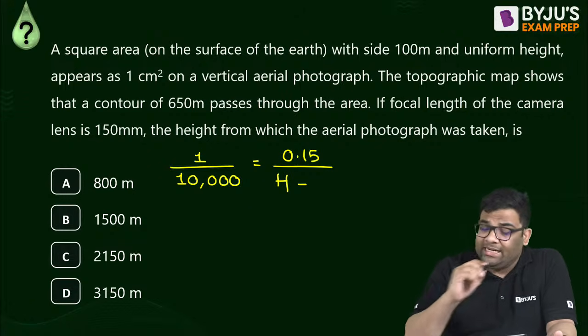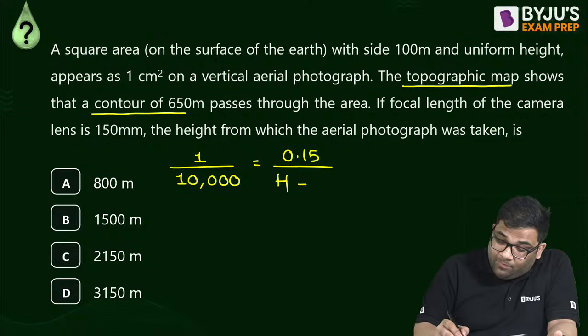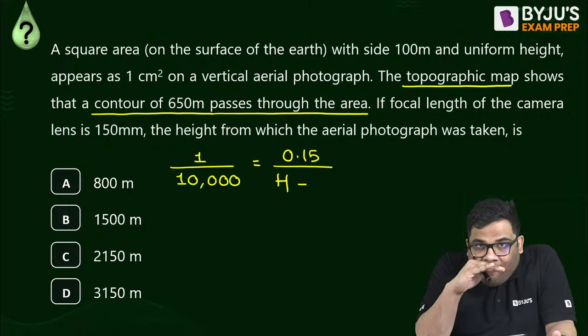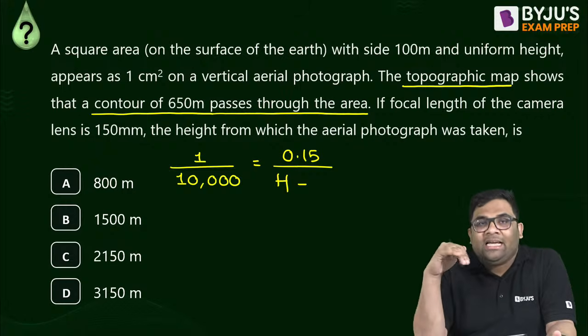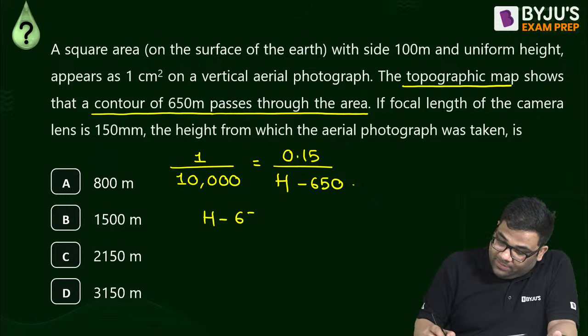How to find average height? It is written that the topographic map shows that a contour of 650 passes through that area. That means the average elevation of that particular area is 650. So from here if you solve, we'll get H minus 650 is equal to, I can say, how much?